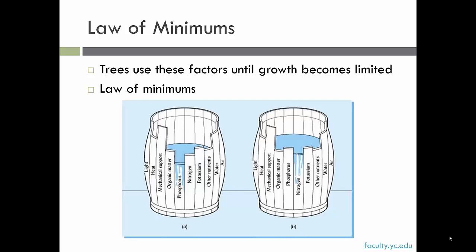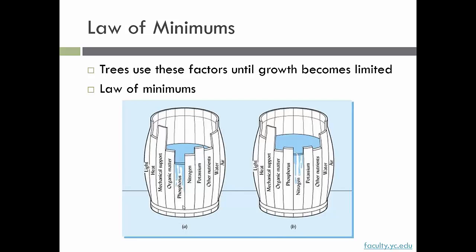And when we talk about these growth factors, we can think about this idea of the law of the minimum. Individuals will use these growth factors until they become limiting, and once they become limiting, that limits growth. These barrels are an example of that. In barrel A, we have light and heat, mechanical support, organic matter, phosphorus, nitrogen, potassium, nutrients, water, and air. We have these growth factors, and in barrel A, we see that phosphorus is limiting. So trees are going to use all these factors until they become limited by phosphorus.